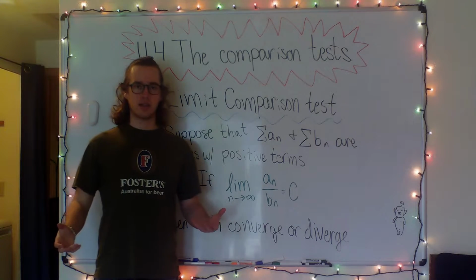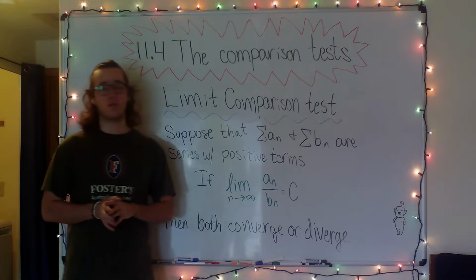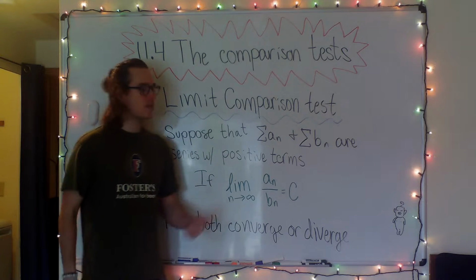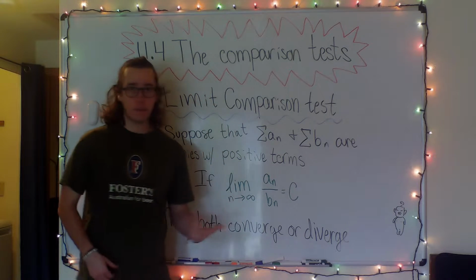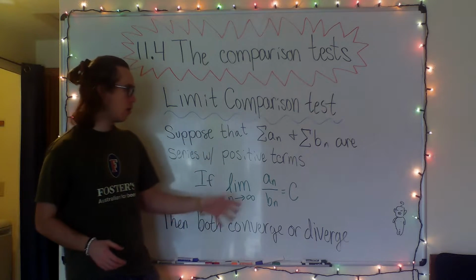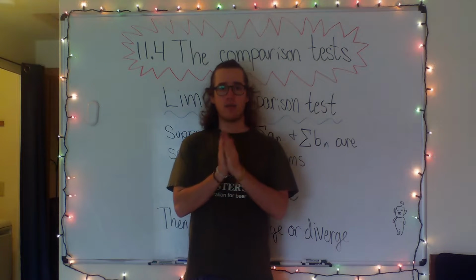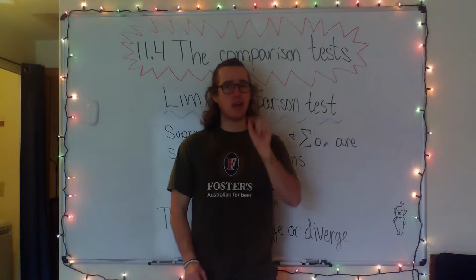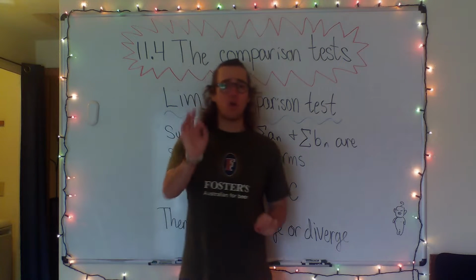Now we have the limit comparison test, and it states, suppose that the sum from 1 to infinity of an and the sum from 1 to infinity of bn are series with positive terms. If the limit as n approaches infinity of an over bn, just the sequence portion, equals some constant c, then both converge or diverge. So, essentially, what this means is if we put one sequence over another sequence and they equal a constant, then both series will either converge or diverge.